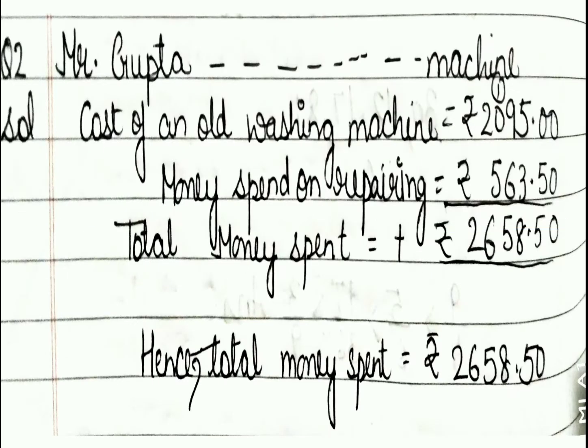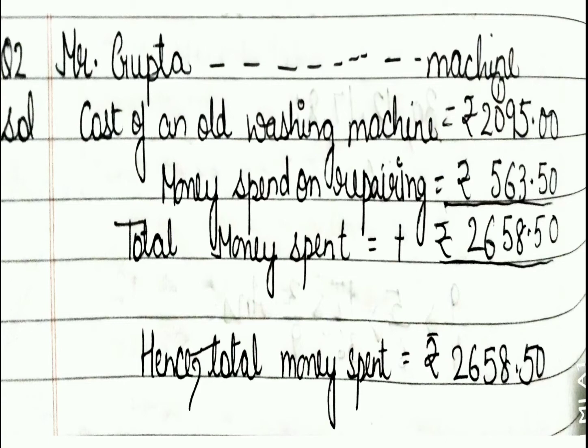So how do you do it? Mr. Gupta dash machine, then cost of an old washing machine is equal to rupees 2095. Clear? Then money spent on repairing, that is rupees 563.50. Then you write total money spent.